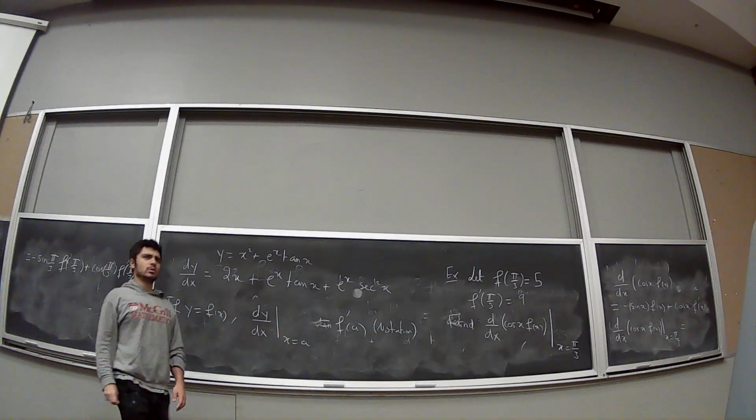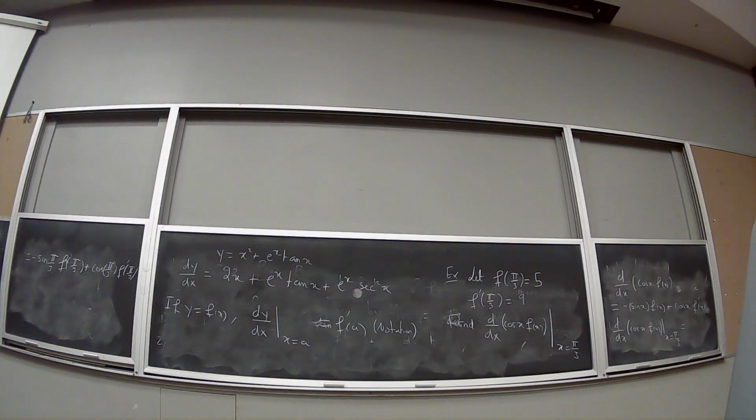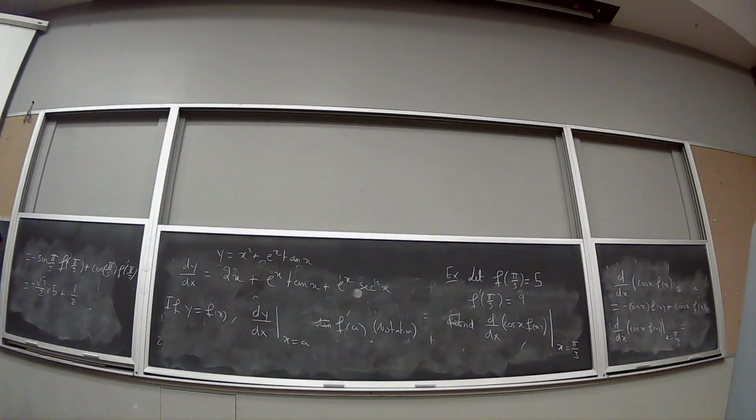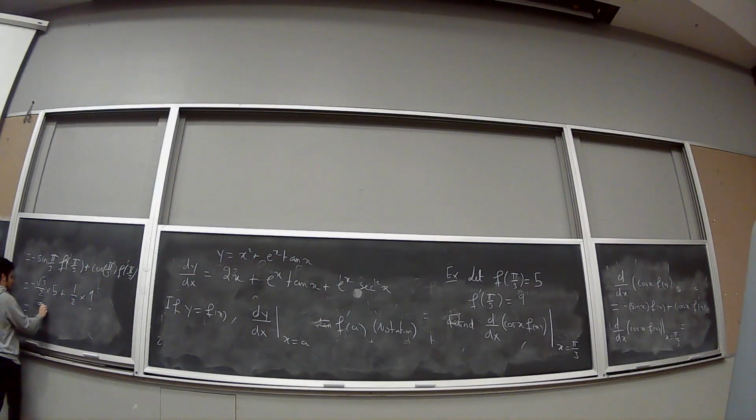Okay? Great. Now I just plug in, provided I know the values of sine pi over 3 and cosine pi over 3. What is cosine pi over 3? 1/2, right? 60 degrees. Cosine is 1/2. What is sine pi over 3? It is root 3 over 2. We know these. So this is minus root 3 over 2 times 5, plus 1/2 times 9. So what do you get? You get 9 over 2 minus 5 root 3 over 2.